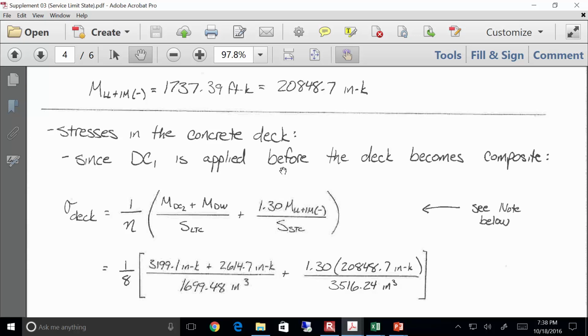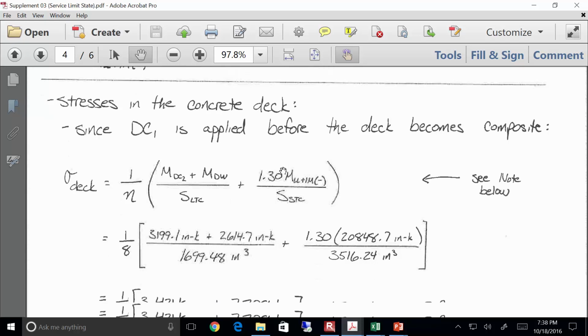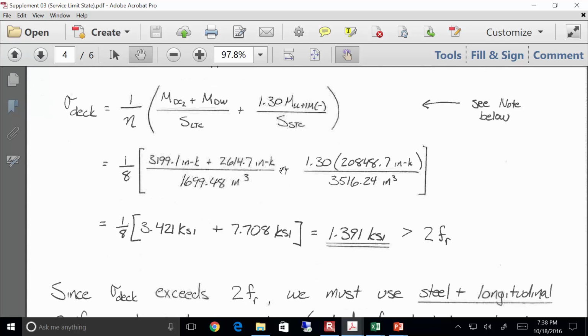Okay, so I'm doing M over S for this section, but I've got to include that 1/8. If I go through and plug and chug, I find that I get 1.39 KSI. Shucks. I wanted to use those short-term and long-term sections, but I can't because those stresses are larger than 2 times the rupture strength of the concrete. In other words, the concrete's cracked, it's ineffective, and I've got to use steel plus longitudinal reinforcement. Sucks, but got to do it.